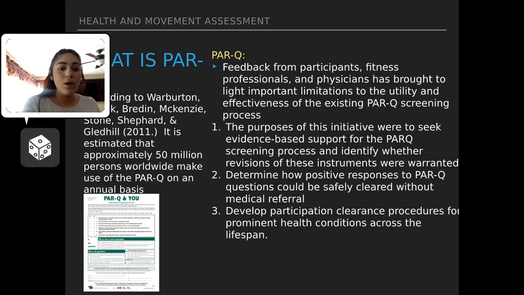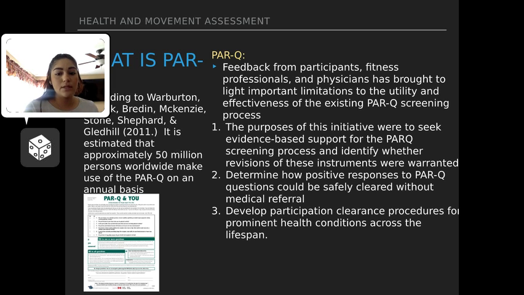What is the PAR-Q? According to Warburton, Jamnik, Burden, McKenzie, Stone, Shepard, and Gledhill, 2011, it is estimated that 50 million persons worldwide make use of the PAR-Q on an annual basis, and we are part of them because we did do a PAR-Q and U where we were able to sit down with our client and really see if he did have any medical history, or what not to do if he did have medical history, what we shouldn't make him go through so we don't injure our client.